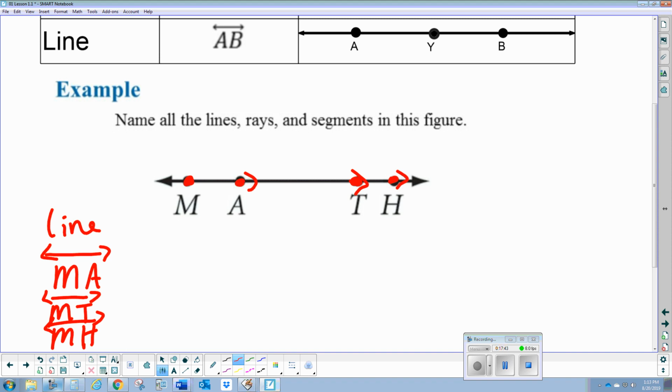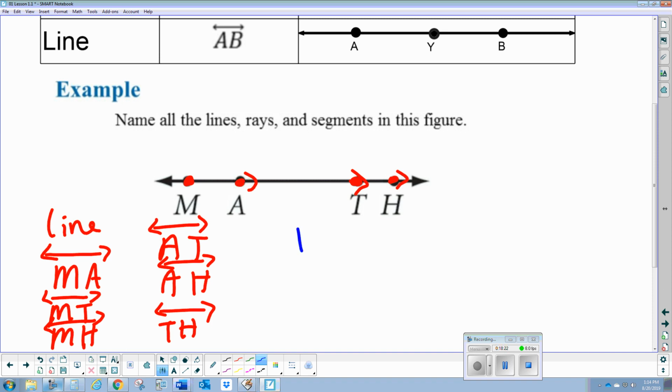Or you could label it as AT. Again, going through A to the left, through T to the right. It could be line AH, or it could be line TH. Okay, so those are all different ways to label the same line. And then all of the inverse letters, so it could be like AM, TM, HM, and so on. Those will all be the same line.